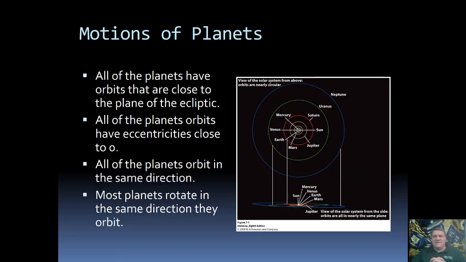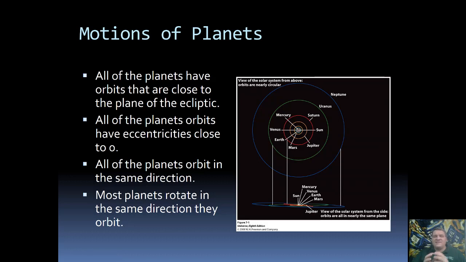Alright, so let's look at some of these things that we're trying to explain. As we look at the motion of the planets in our solar system, we see that all of them orbit close to the plane of the ecliptic. The plane of the ecliptic is the plane that the Earth is orbiting on. So down here in this diagram, if you take a look, the Earth and all of the planets actually make a nearly flat disk around the Sun. There is a little bit of inclination. The planets are not perfectly in the same plane, but they are pretty close.